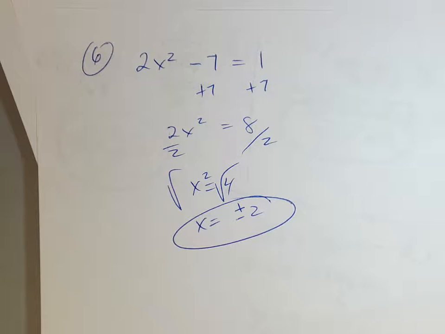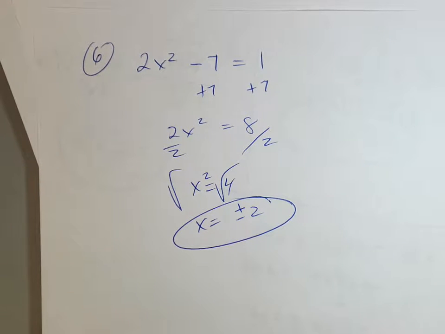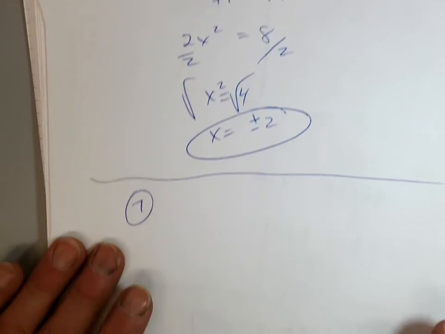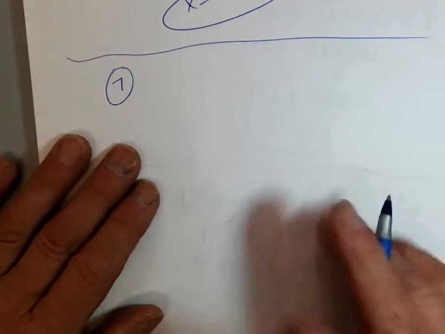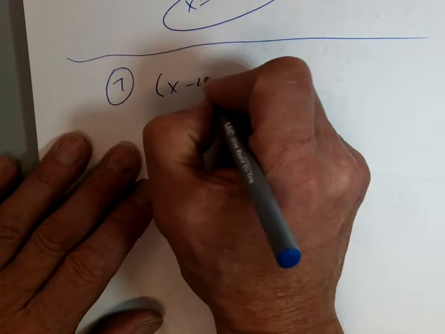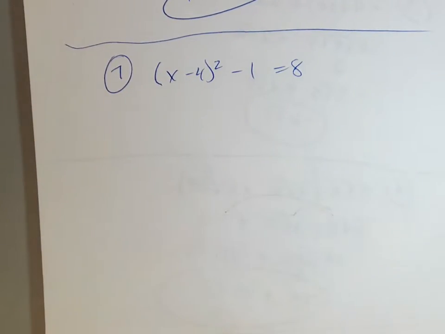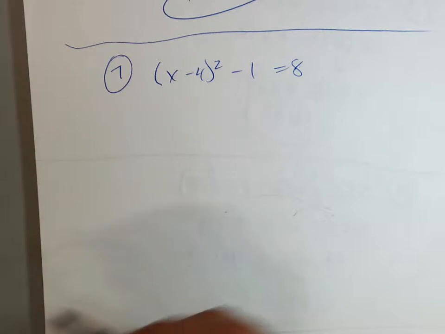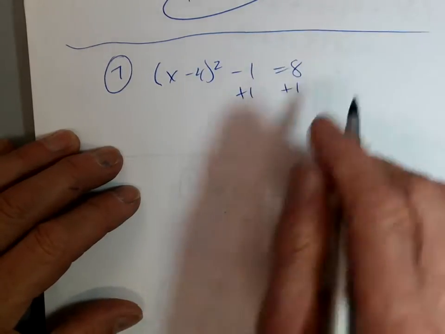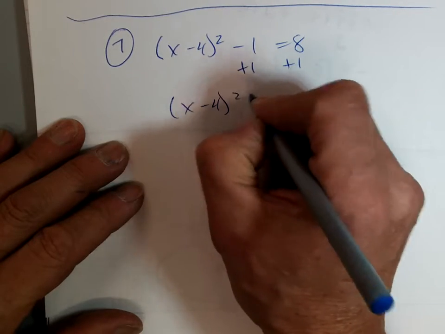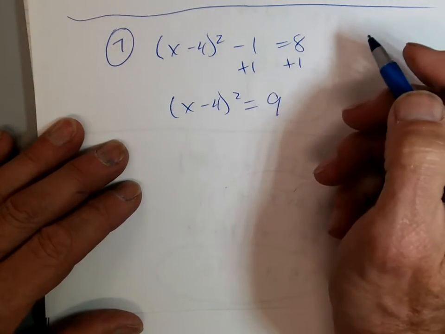Are you ready for number 7, or am I going too fast? Okay. I'll wait for you, Jay. Okay, 7. Slide this up. Parentheses, x minus 4 squared minus 1 equals 8. Okay, so we're going to take a square root, but first, let's simplify as much as we can. How about plus 1, plus 1? You okay with that? Parentheses, x minus 4 squared equals 9, right?